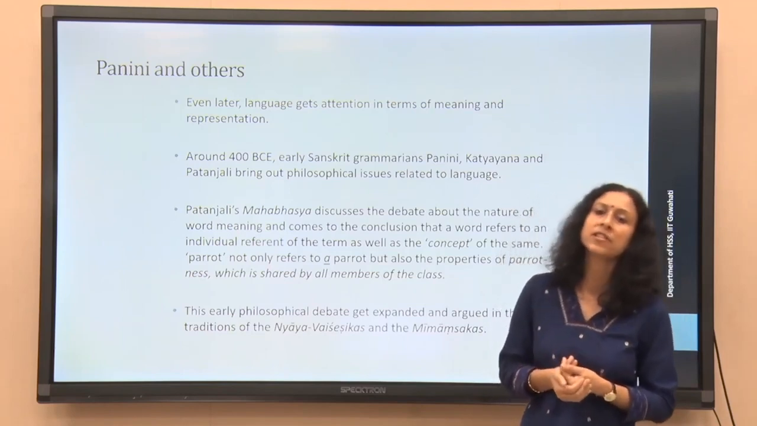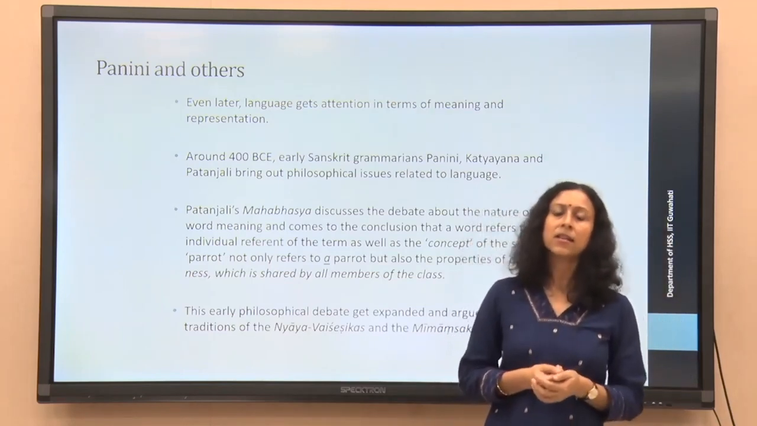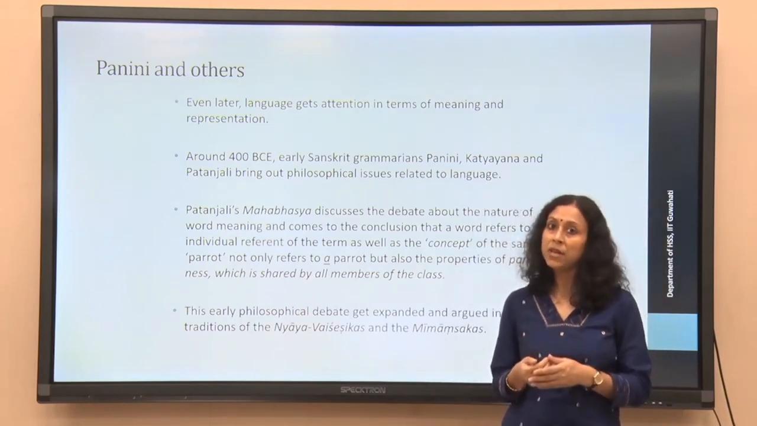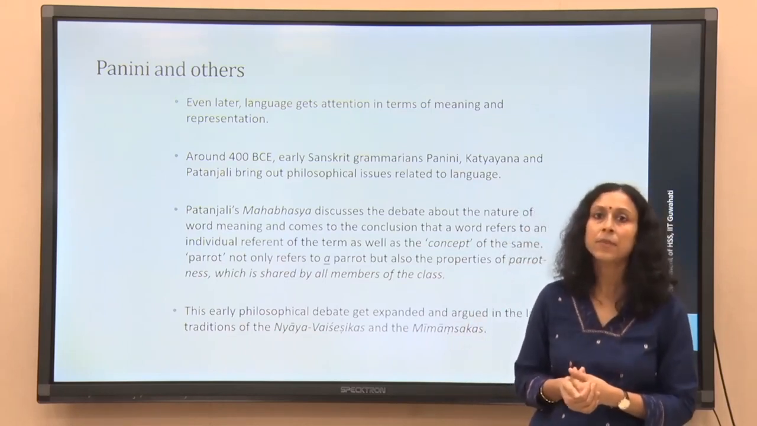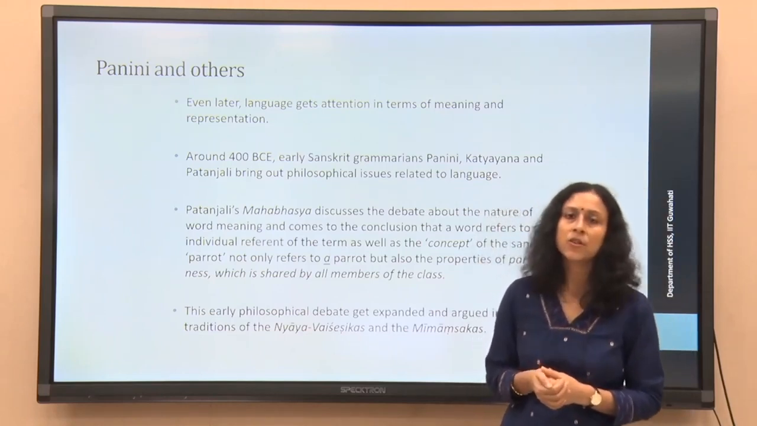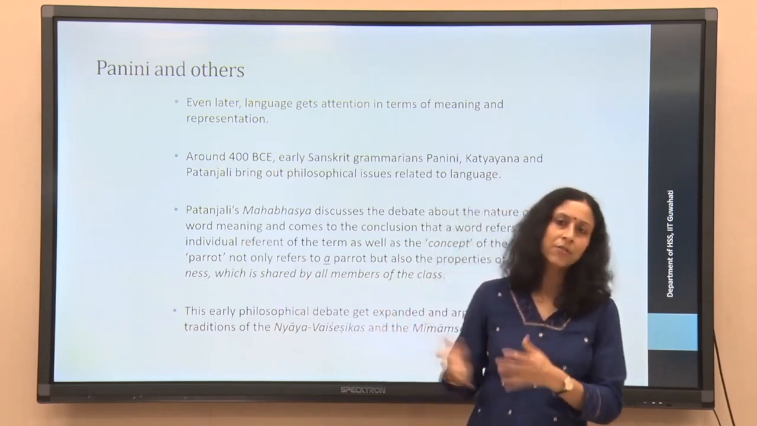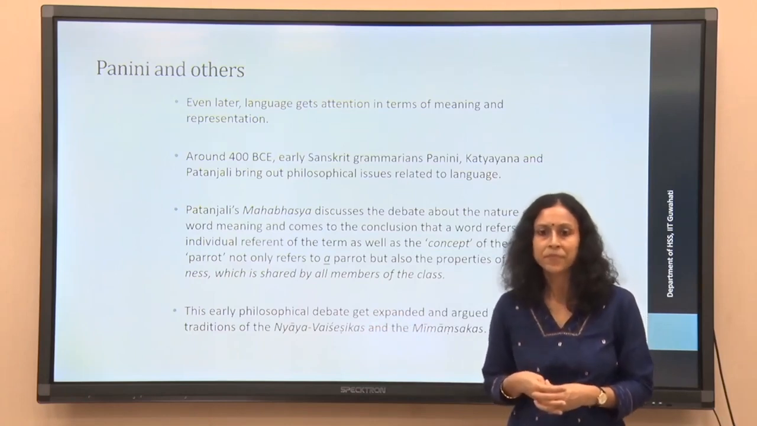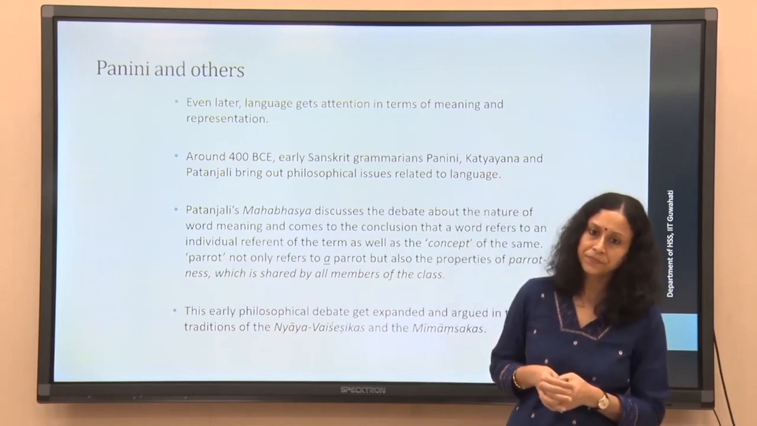Patanjali's Mahabhashya discusses the debate about the nature of word meaning, and it comes to the conclusion that a word refers to the individual referent as well as the category to which that individual referent belongs. For example, the word parrot represents not only a particular individual entity, a particular parrot, but it also represents the parrotness of that entity. This is the standpoint of Patanjali.